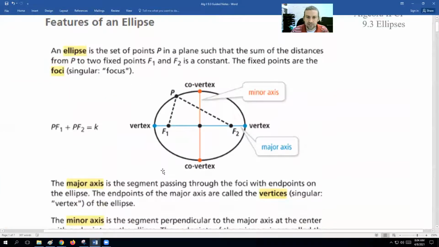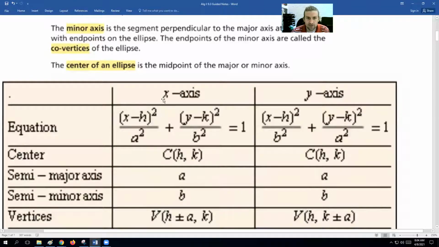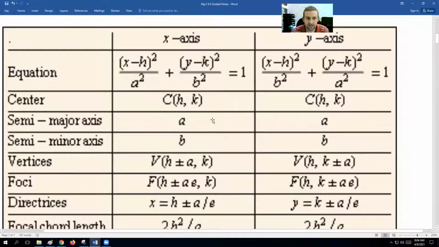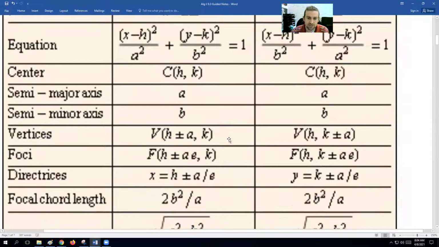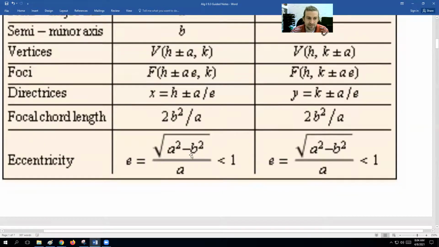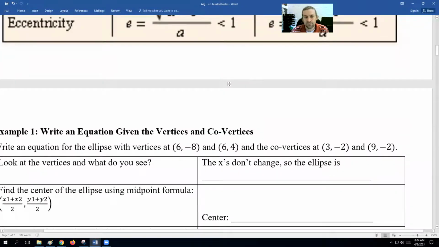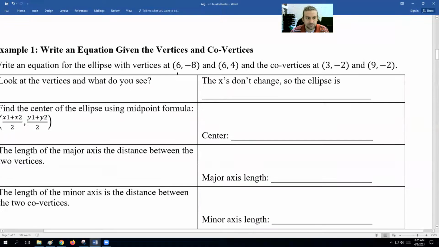The one thing to note here is that we can have an oval that's flat and wide, or tall and skinny. That determines whether this is an x-axis or a y-axis equation, and we have a couple of different formulas we will use to find those things. So we'll use this formula chart to go back and forth to find some things. We won't get too crazy about the eccentricity or the focal length, but we're going to go through and do some very basic things.